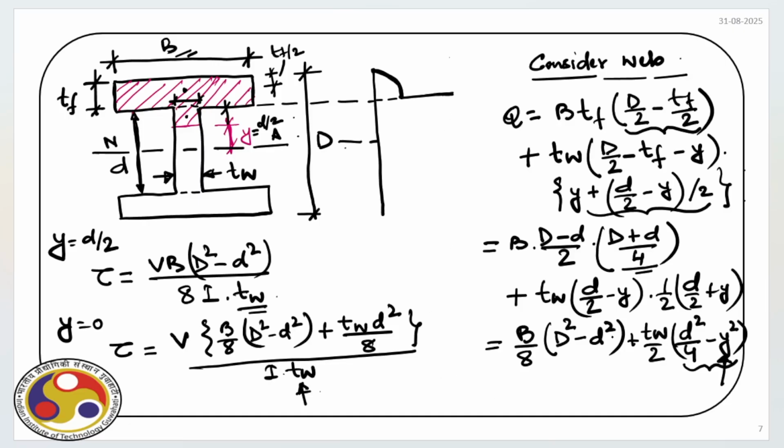Now again this is a quadratic variation. If you look at the expression of Q, it is a quadratic variation, and because we have a symmetric section, that's the distribution of the shear stress. So this is the shear stress distribution.